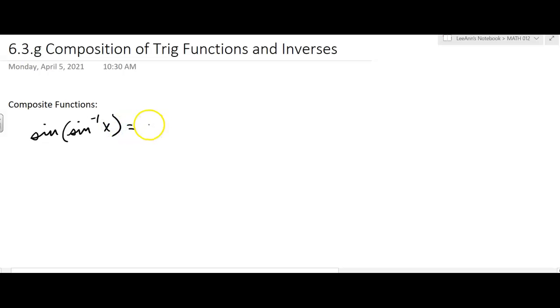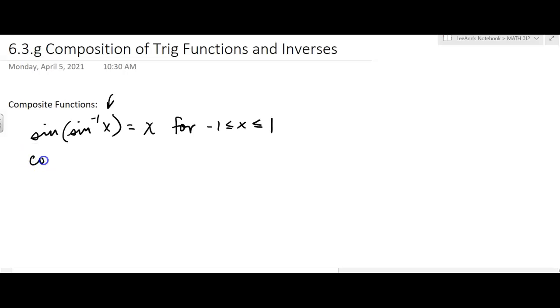Well, originally you might want to say, okay, it's going to be x because they undo each other, and so I get back to x. And that's true, but we have to know where the restriction is. Inside the parentheses, we're doing an inverse, right? And so think about the output of a sine function. That's between -1 and 1. So my x has to be between -1 and 1 in order for that to be true.